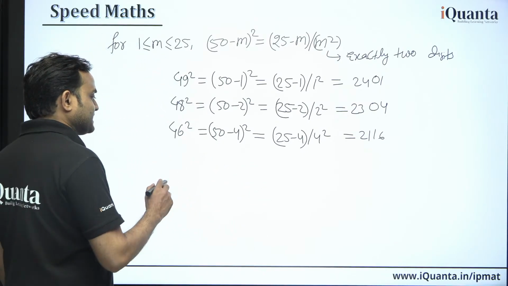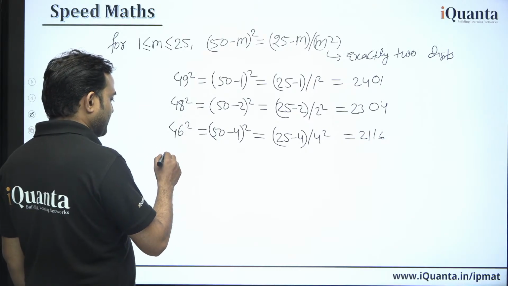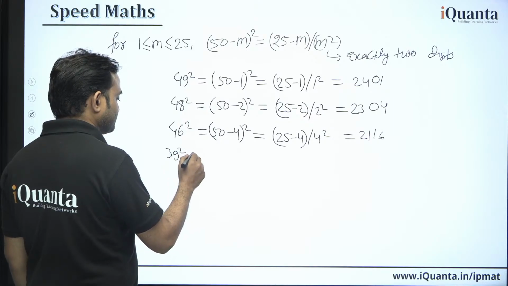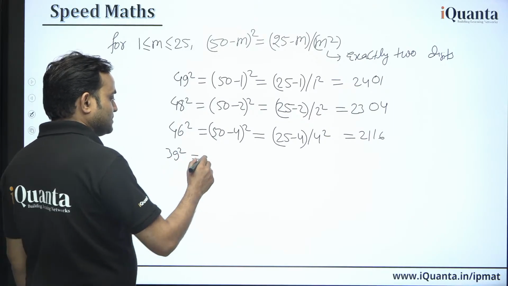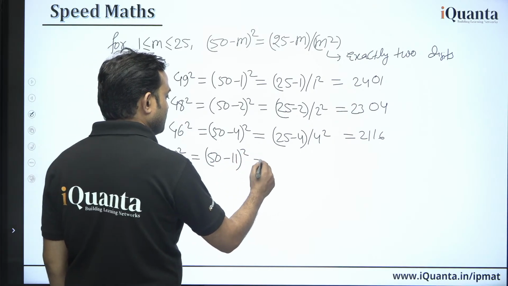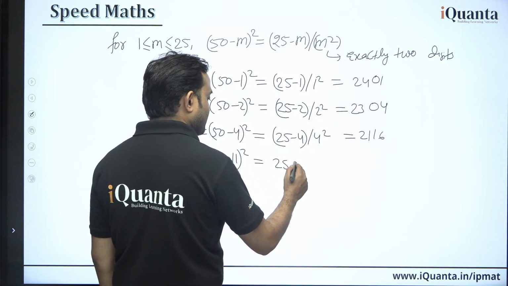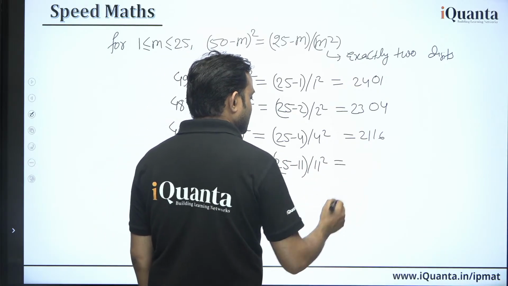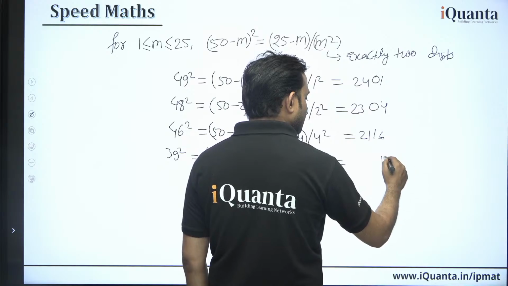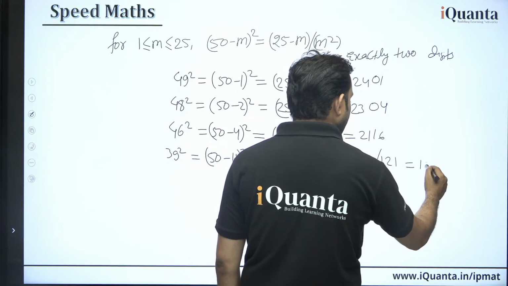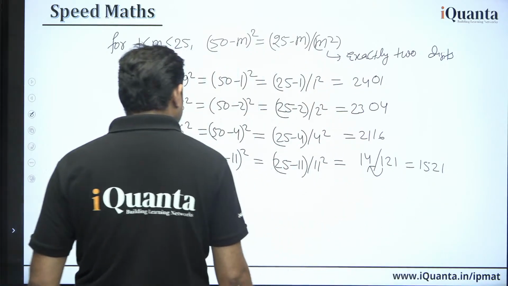You can take any random number, let's say 39 square. What is 39 square? So 50 minus 11 whole square, which will be equal to 25 minus 11 square. 11 square is 121, 25 minus 11 is 14. This one will go here and you get 1521.